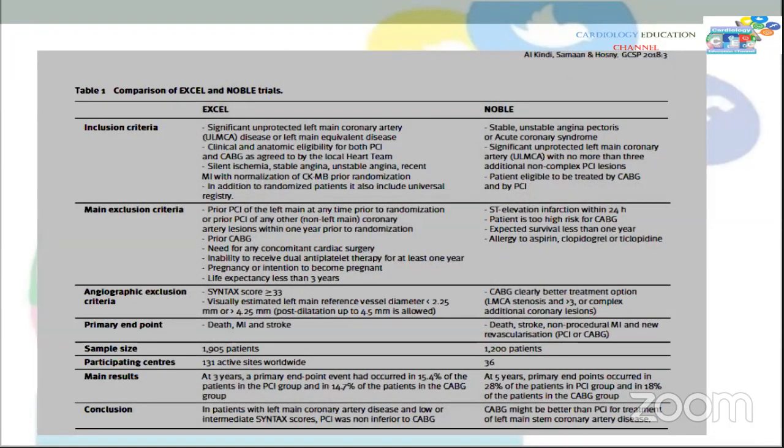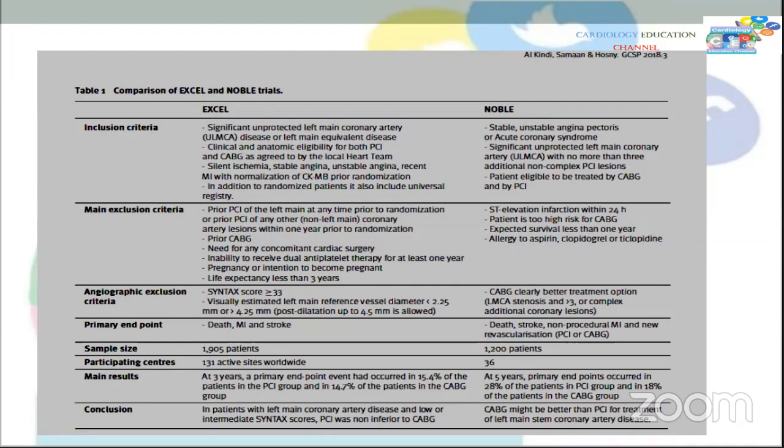So this is a comparison between the EXCEL and the NOBLE. Let's look at the inclusion criteria: significant unprotected left main coronary artery disease or left main equivalent, including ostial LAD and ostial LCX, that's what we call the 011 bifurcation. In the EXCEL, clinical and anatomical eligibility for both procedures as agreed by the local on-site heart team. Silent ischemia, stable angina, unstable angina were included, but those with elevated biomarkers were excluded. In addition to the randomized patients, they have the registry, as Professor Karim said, of those obligated to PCI only or obligated to CABG only.